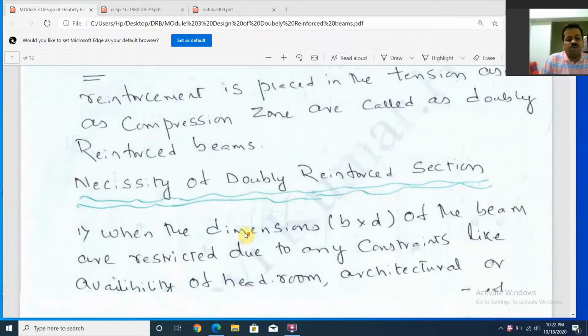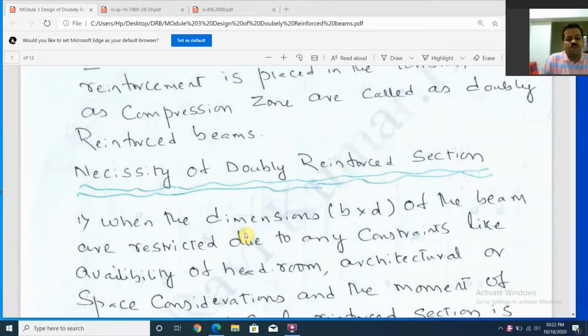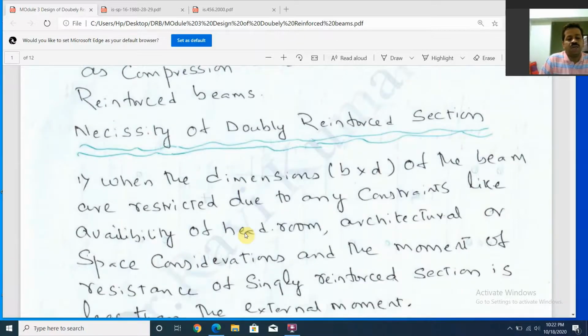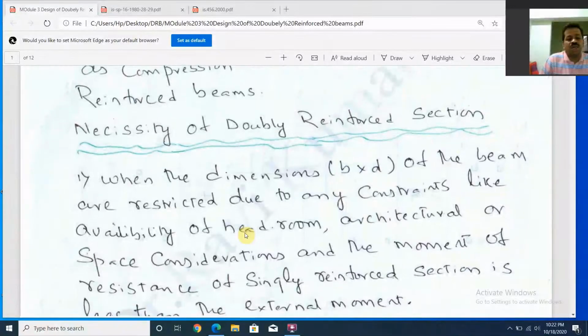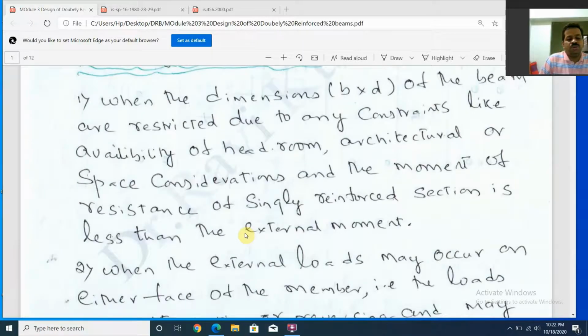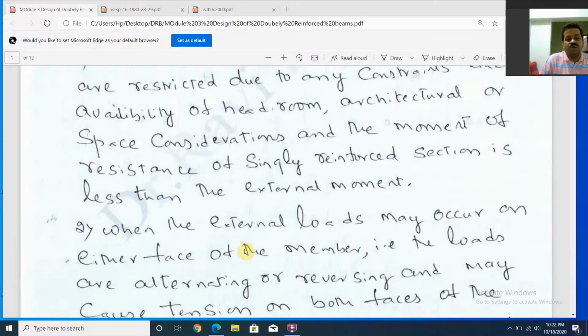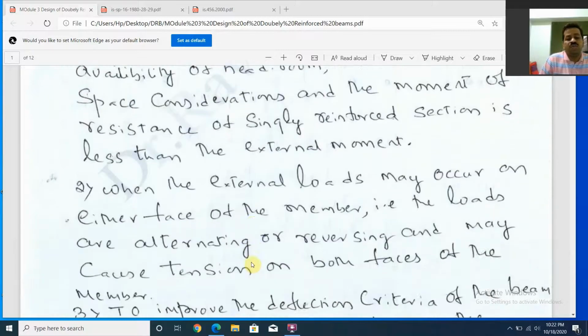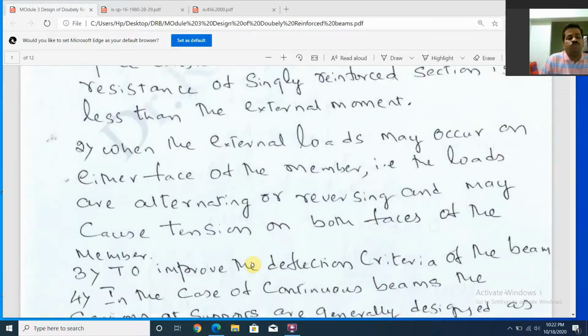Whenever the depth of the beam is restricted due to constraints like availability of headroom, or architectural or space considerations, and the moment of resistance of a singly reinforced beam is less than the external moment. The second reason: when the external loads may occur on either face of a member, the loads are alternating or reversing and may cause tension on both the faces of the member. And also whenever we put reinforcement in the compression or tension zone, it improves the deflection criteria.